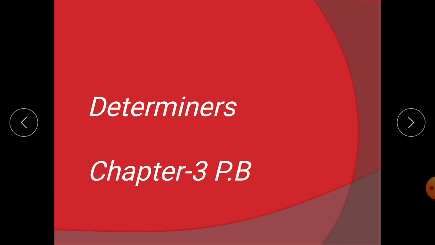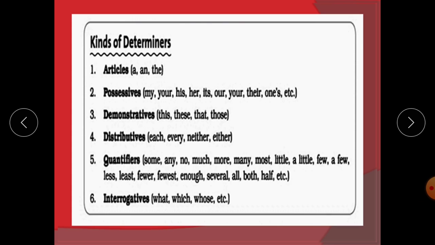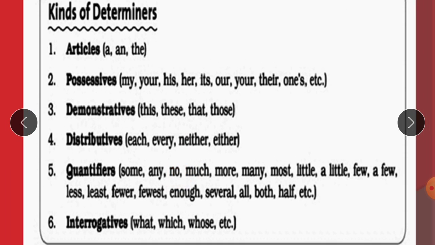So dear students, let's start with the next half of the third chapter from our PB book, that is determiners. Let's start with the next exercise. In previous classes we have done what determiners are, and their types also. Now let's take a quick revision of the kinds of determiners.